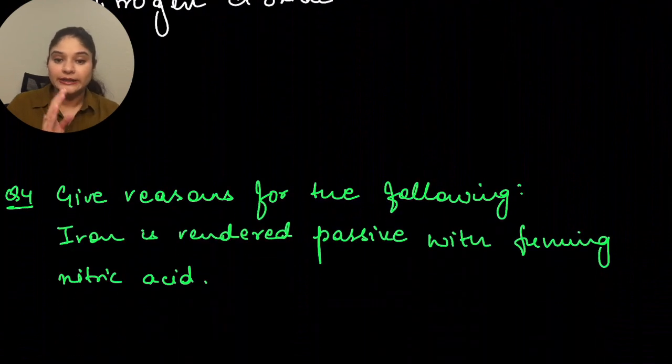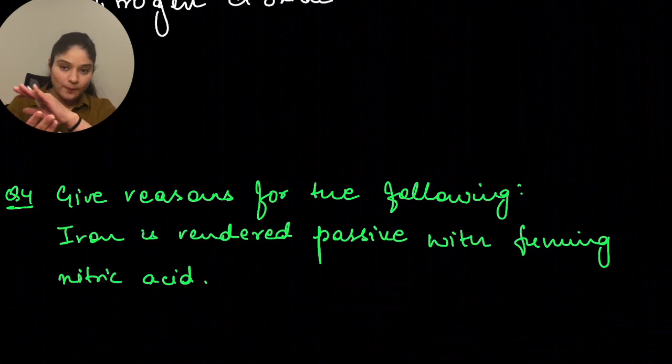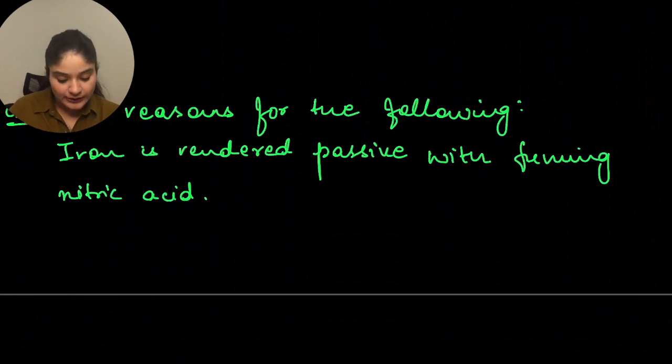Let's move ahead to the next question. Question 4th. Give reasons for the following. Iron is rendered passive with fuming nitric acid. Now this is because a thin oxide layer comes on the top of iron, which creates a barrier between iron and nitric acid, and hence your reaction stops. So therefore it is rendered passive. That means no more reaction occurs when you have nitric acid along with iron.